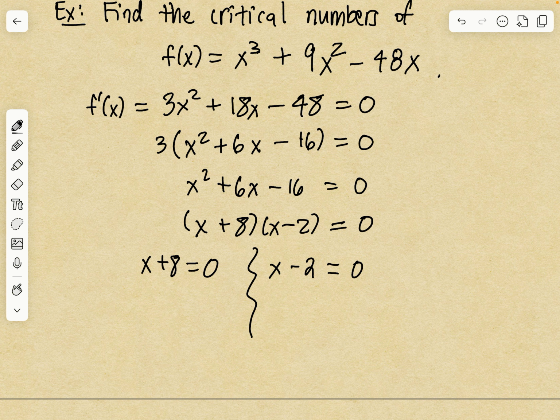So for x plus 8 equals 0, what do I do? I subtract 8 from both sides, and I get x is equal to negative 8. So I get negative 8. And then for the next one, what do I do? X minus 2 equals 0. I add 2 to both sides, and I get x is equal to 2.